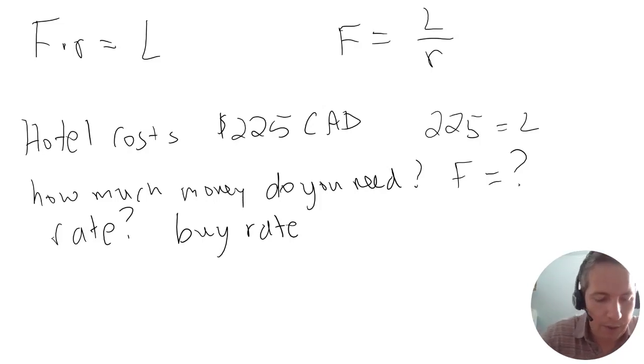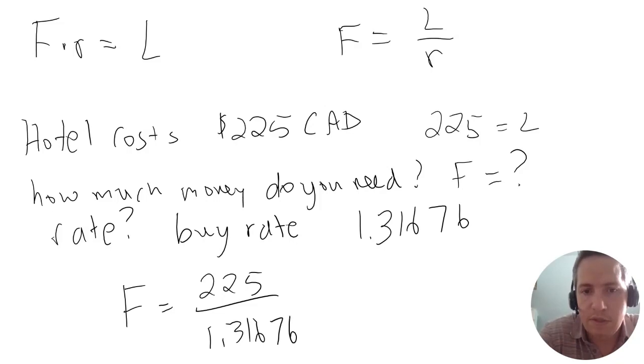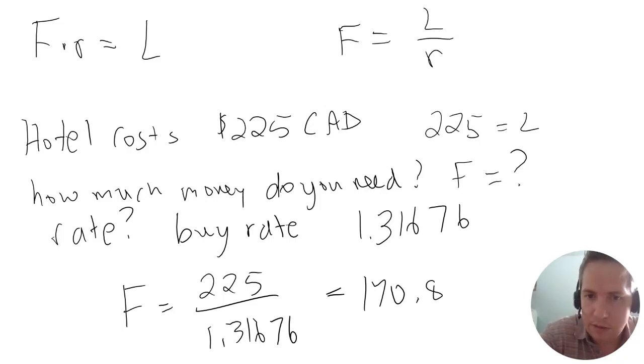So we're going to use the buy rate, and the buy rate is 1.31676. Now we're trying to find F, so we're going to use the formula F equals L divided by R. The local currency is $225, and the buy rate is 1.31676. So 225 divided by 1.31676 gives you need $170.87. And that would take care of that hotel cost.